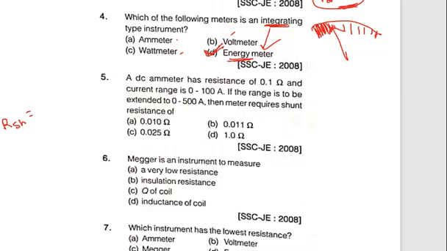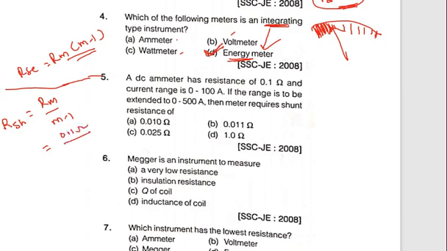What is the shunt resistance formula? That is Rm by m minus 1. In case of series resistance also I have told you, that is Rs equal to Rm into m minus 1. In the previous video I have explained this. For shunt resistance, the formula is Rsh equal to Rm by m minus 1. Rm means meter resistance, how much is given? 0.1 ohm is given, so 0.1 ohm by m minus 1. m is nothing but the multiplication factor. What is the multiplication factor? m equals I by Im. I means how much current is given? This is the range of the current, that is 100 amps.